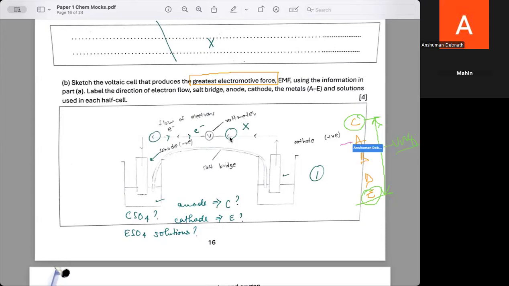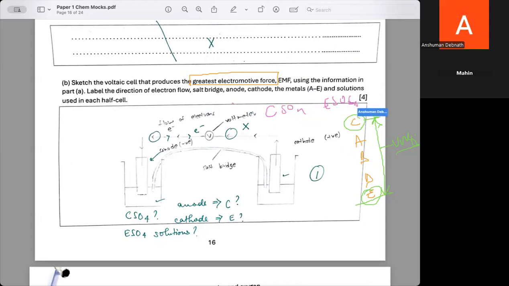If you take A and B, this will be small. Can you tell me which will give the smallest voltage? Which will give the next highest voltage? A and D. Understood? The smallest will be A and B, or D and B, or C and A. Clear? The more the gap, the higher the voltage. Agreed? So you have to take CSO4 and ESO4.